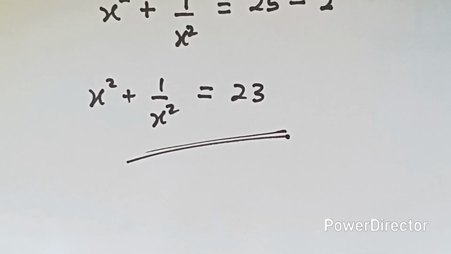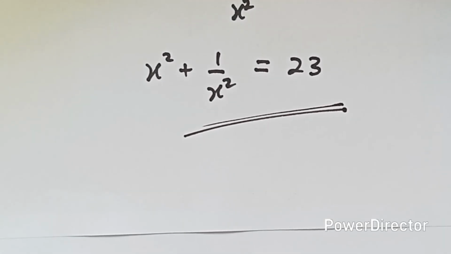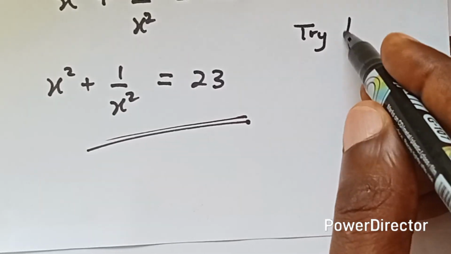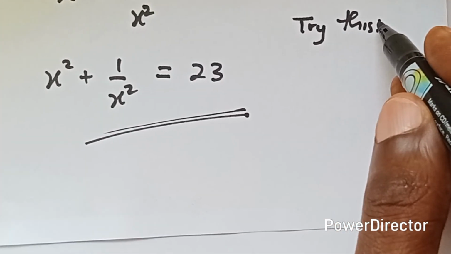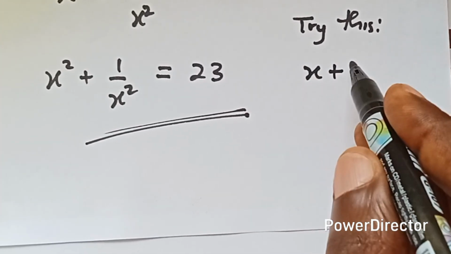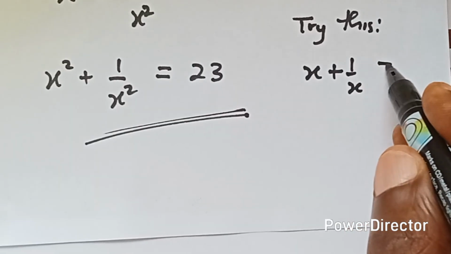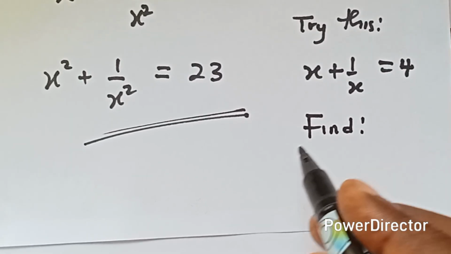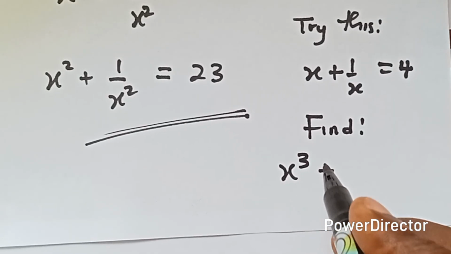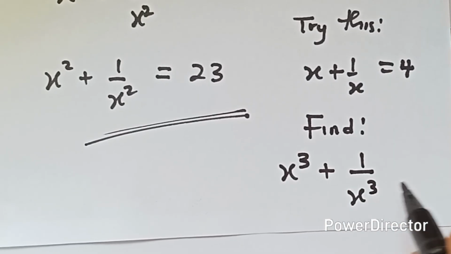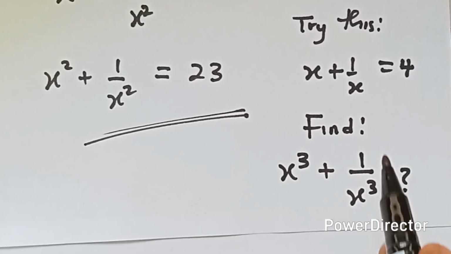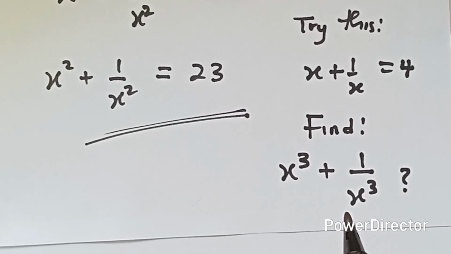Now let's solve something very similar to that. Let's try this. If x plus 1 over x equals 4, find s cubed plus 1 over s cubed. So if x plus 1 over x equals 4, you should find what s cubed plus 1 over s cubed is.